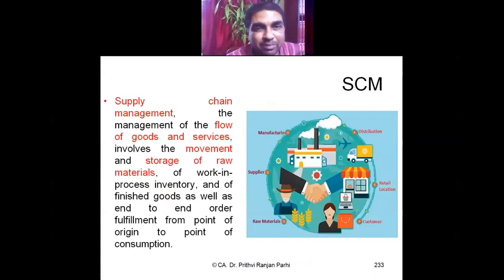Similarly, SCM or supply chain management is one more technique where we manage the flow of goods and services and movements of goods; entire storage management and stores management is taken care of. All these aspects are managed in such a way that overall cost can be minimum. So all the supplies involved in the manufacturing process, distribution process, retail location areas, customer areas, raw material related activities, all these things are managed properly. That is called supply chain management. It is managed in such a way that it will reduce the cost.